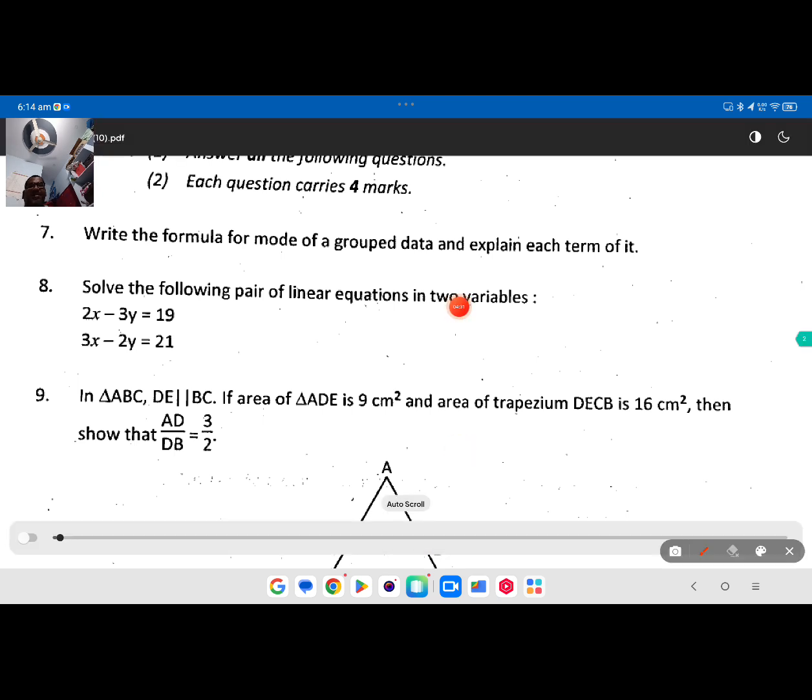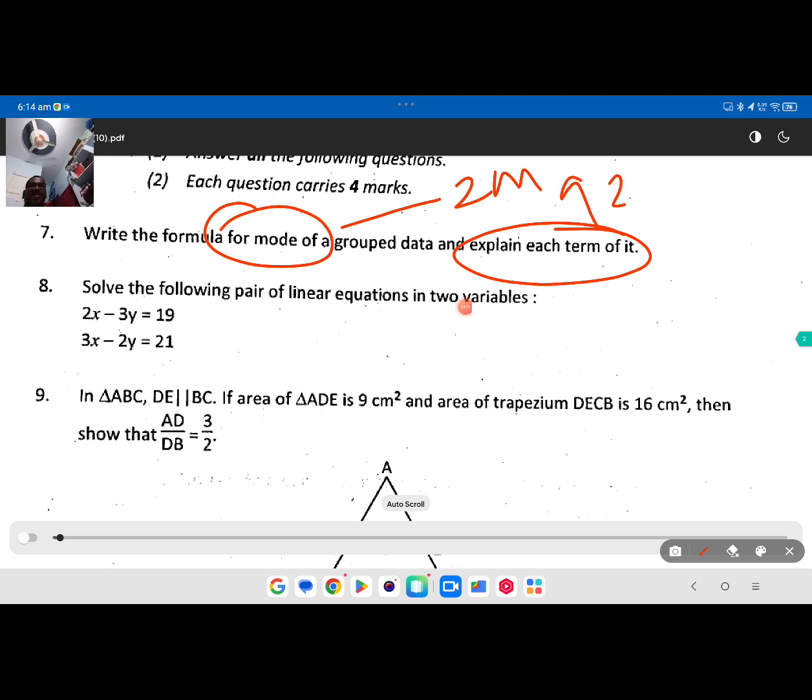Here also the question is given, the formula is given. Write the formula and explain each term. Writing the formula will get 2 marks, explain each term will get 2 marks. Totally 4 marks you can easily score. Again, the formula is given from statistics. I saw your 2 lessons are very important for formulas, progressions and statistics.